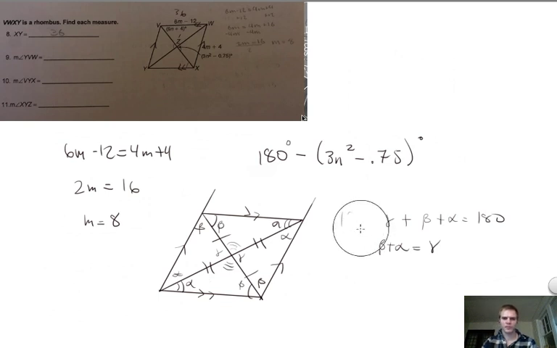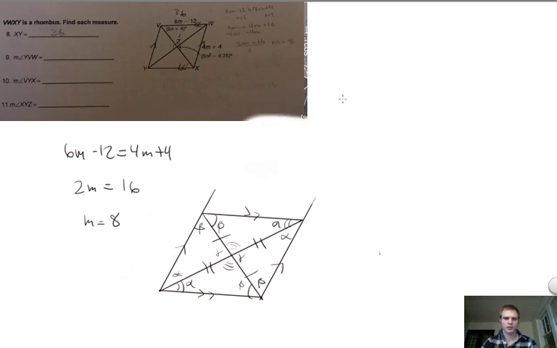Well, let's try it this way. In my little notation that I put there, we have 4 beta plus 4 alpha equals 360. And then we've got beta plus alpha plus gamma equals 180.